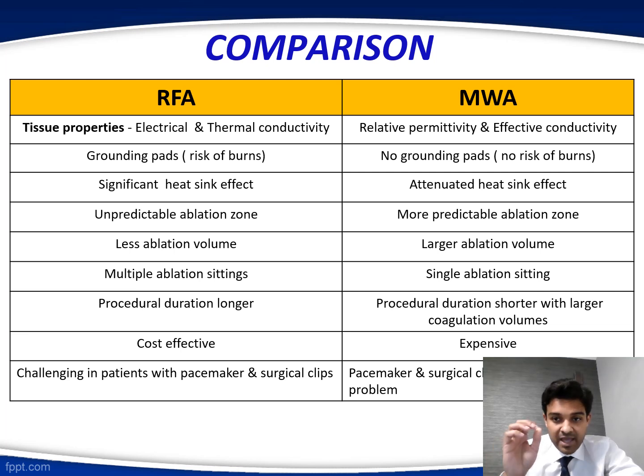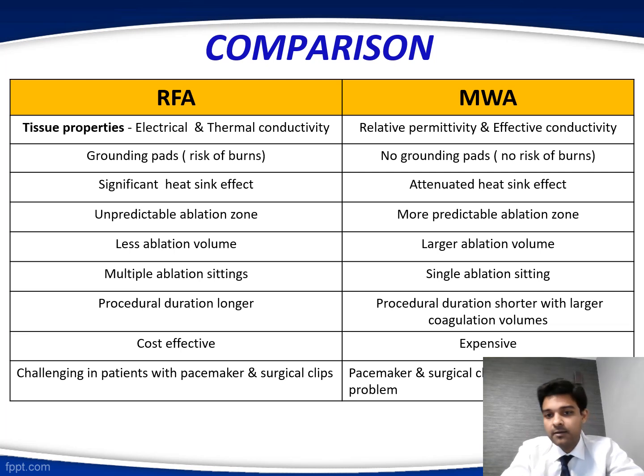And when it comes to effective conductivity, let's say for instance we have a tissue from the liver and we have a bone tissue. Now the liver has more water molecules than the bone tissue. So the liver will have more effective conductivity for microwave ablation because there are water molecules.